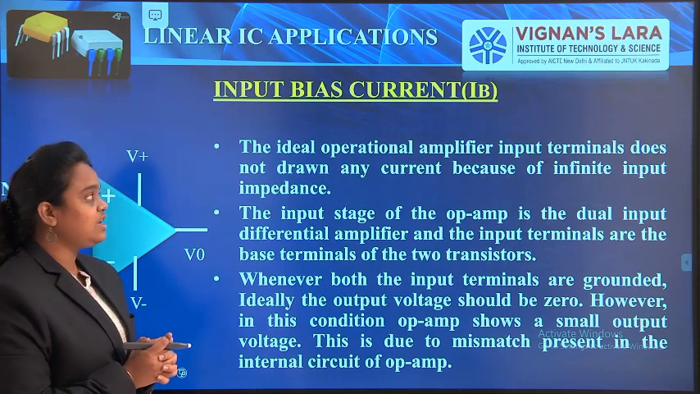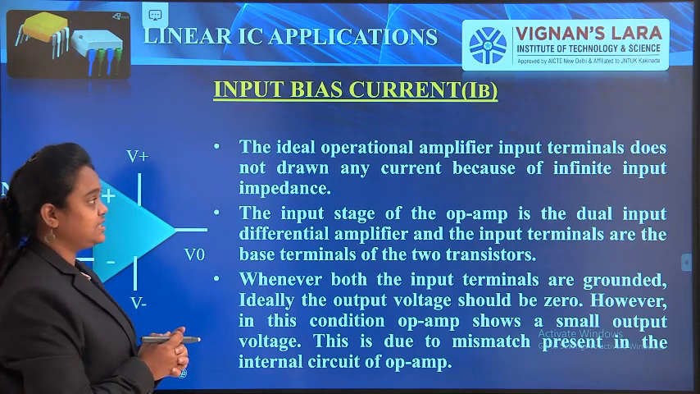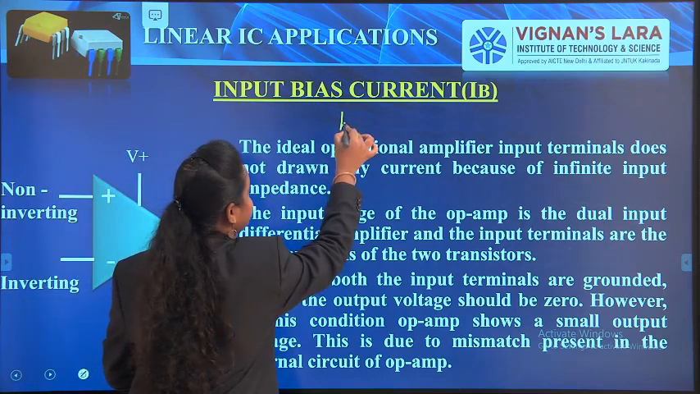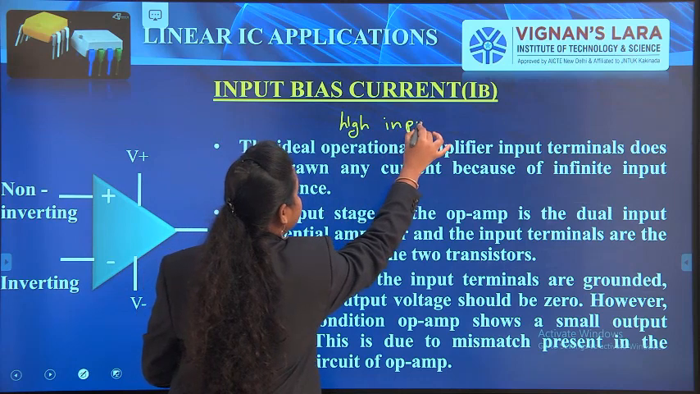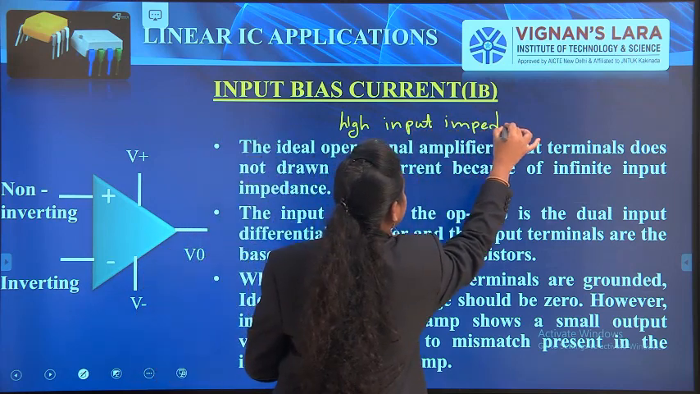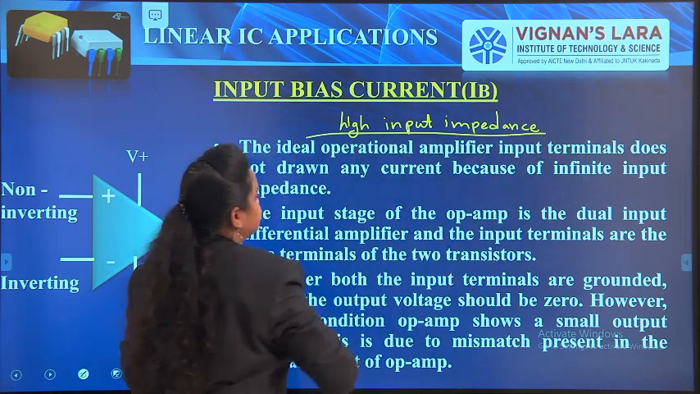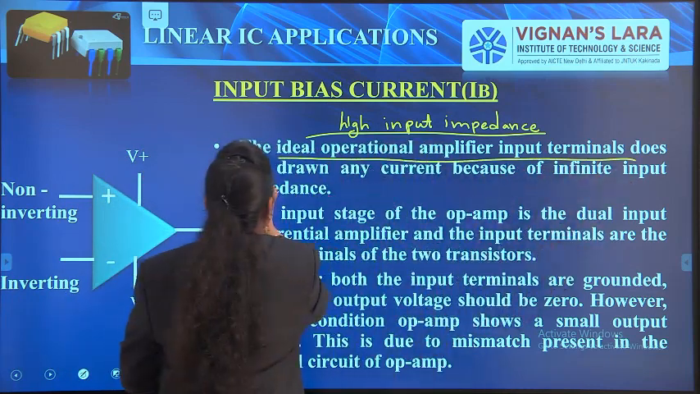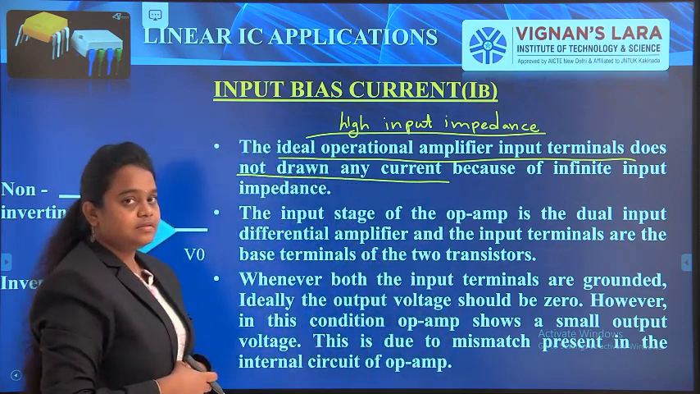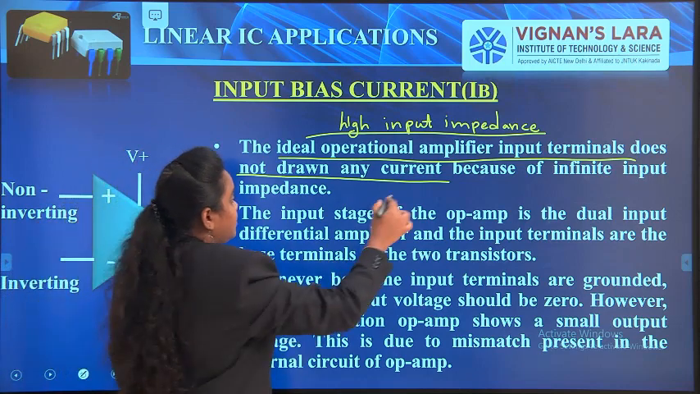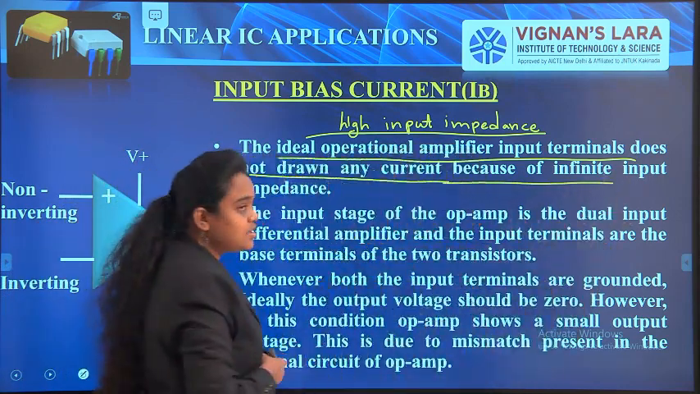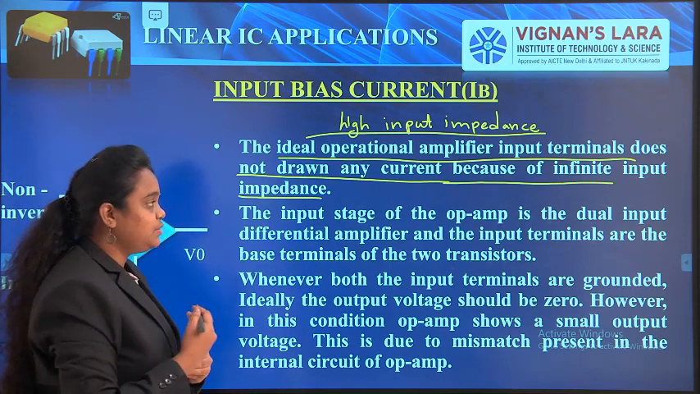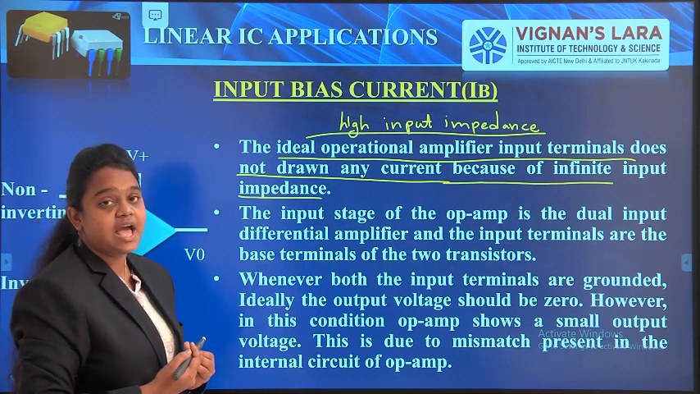But we are using the input terminals with high input resistors, that is, high input impedance. With an ideal operational amplifier, the input terminals do not draw any current, because we are using infinite input impedance here.